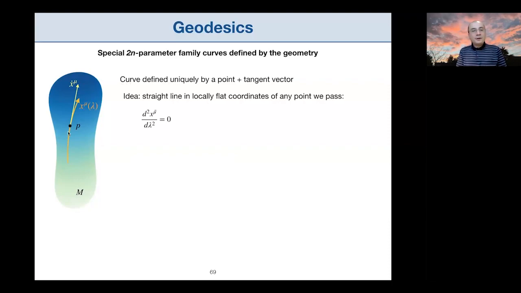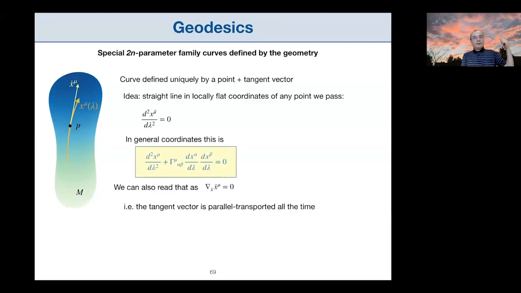These are curves which are defined uniquely by specifying a point through which they are supposed to cross, and then also specifying a tangent vector giving the direction in which this line is supposed to go. And the idea is that the curves we're talking about should look like straight lines in locally flat coordinates at any point we pass. So if we have the point P, we can introduce our locally flat coordinates in the vicinity of this point P. And in these coordinates, at this particular point, the ordinary differential equation is simply that the second derivative of x^μ over λ is equal to zero, just as if you had a straight line.